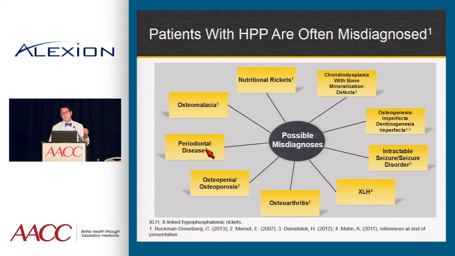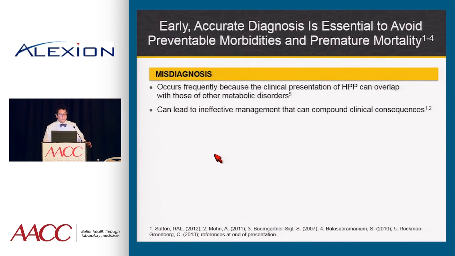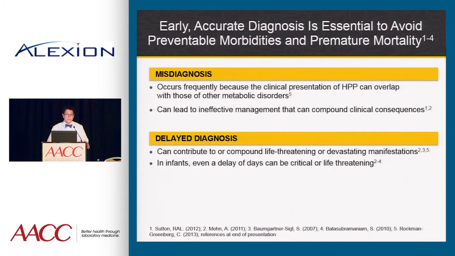If you don't have a dentist who recognizes, hey, I shouldn't be losing the whole tooth with the root included, you're going to run into trouble. And I have two cases of misdiagnosis and what can happen, and this idea that even delaying the diagnosis can have consequences. It's a systemic disease. You're going to have life-threatening and devastating manifestations.